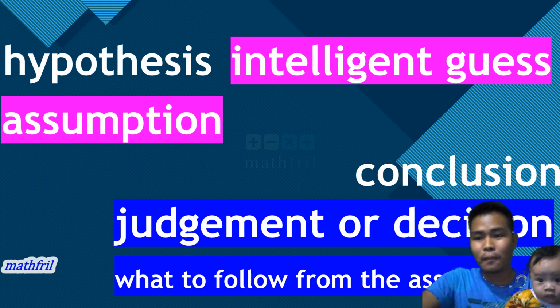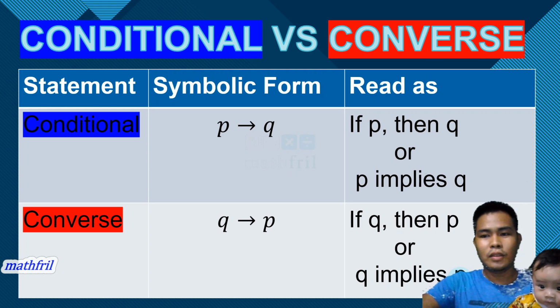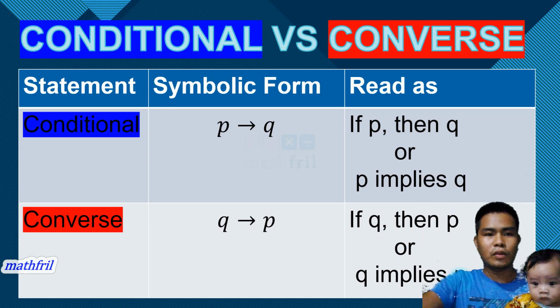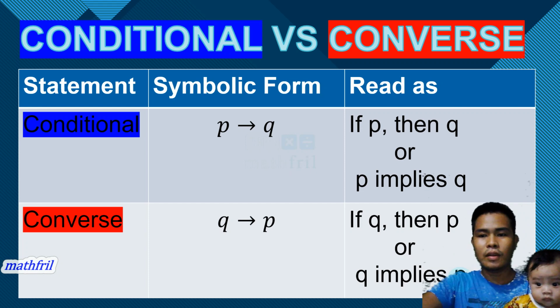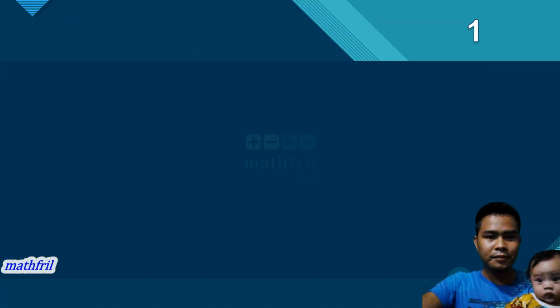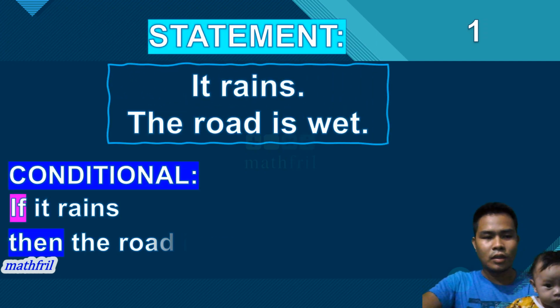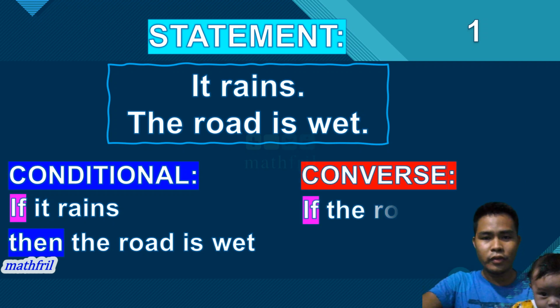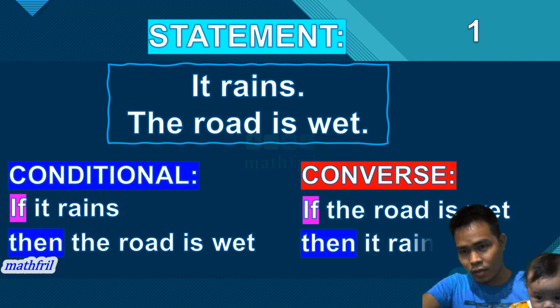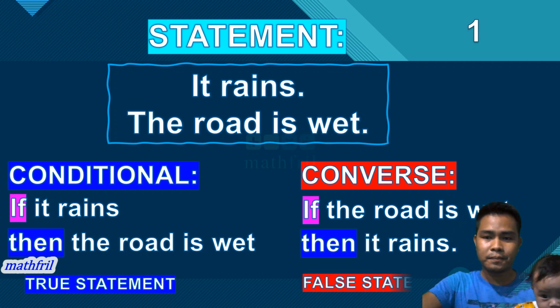The next one. Now, conditional statement versus converse. So here's the concept. A conditional statement is if, then, and if you reverse that one, it will become the converse. If it rains, this is an example. If it rains, then the road is wet. Converse is this. The road is wet and then it rains. And that is a true statement.